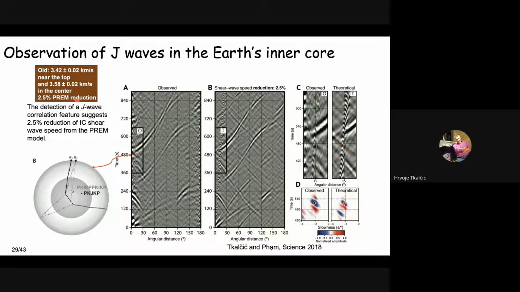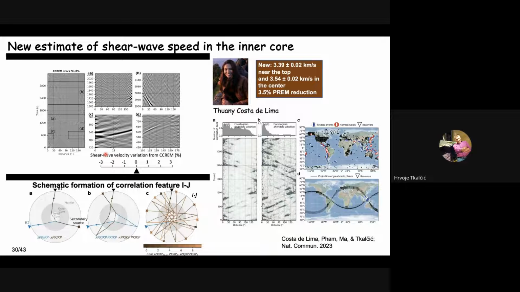To some, this is not a surprise because PREM is basically constrained with the long period waves with the normal modes. And it doesn't have that much sensitivity to the inner core, particularly when you go towards the center. Whereas the correlation wave field is highly sensitive, as you can see here, to the shear wave speed variation in the inner core. And most recently, we refined this research.